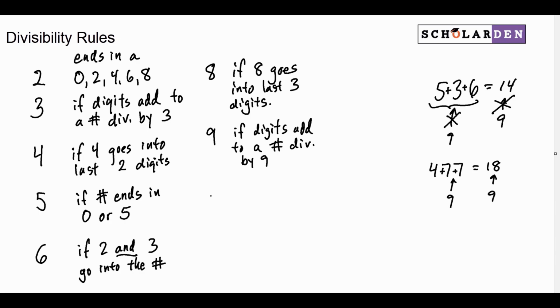All right, the rule for 10 is if the last digit is a 0, so 7,370, yes, 10 goes into that.